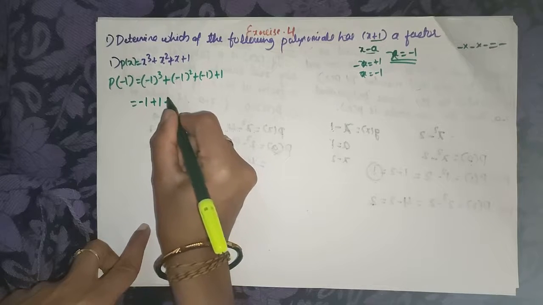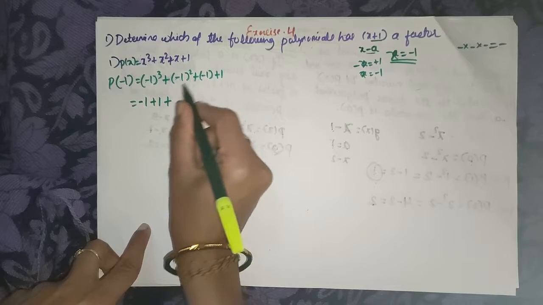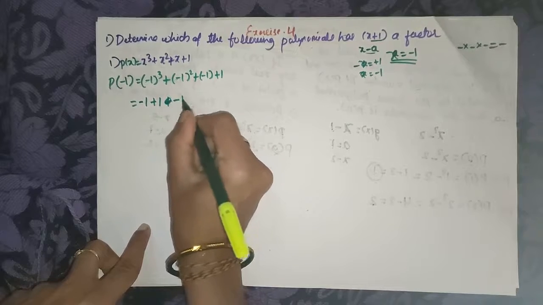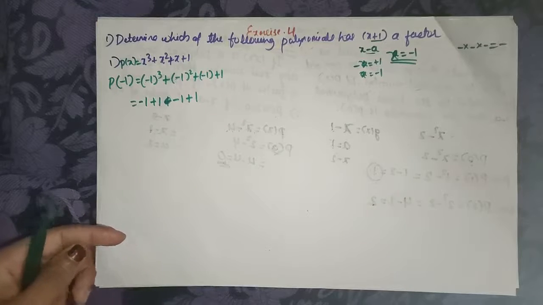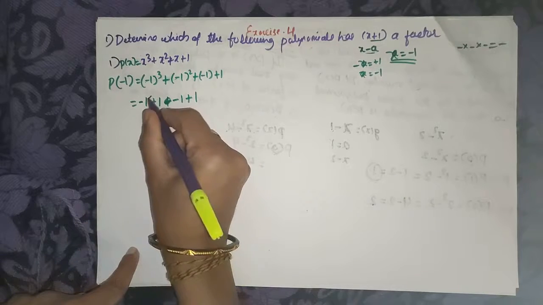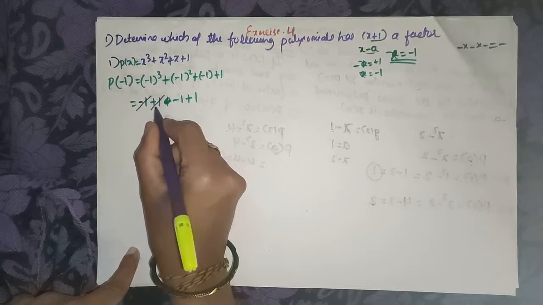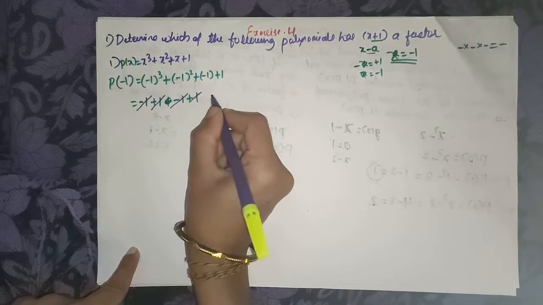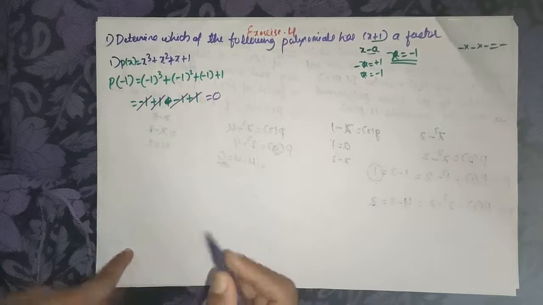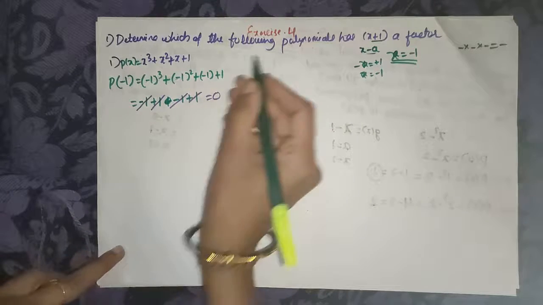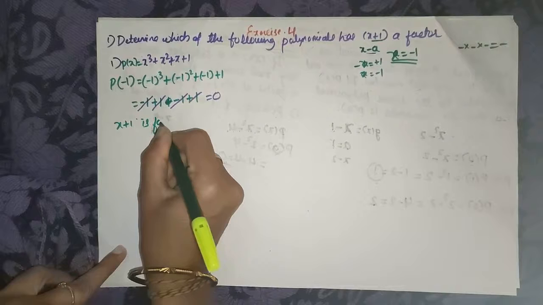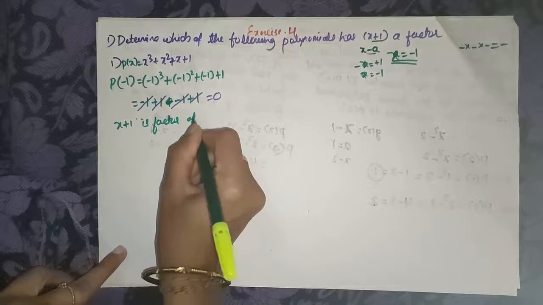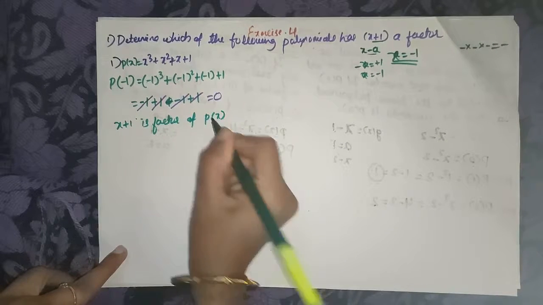Plus 1 plus half. So this is plus into minus. This is minus 1 plus 1. So here minus 1, this is plus 1, both get cancelled. Here minus 1 plus 1, so this is equal to 0. Means the remainder is 0 here. So therefore x minus 1 is a factor of p of x.